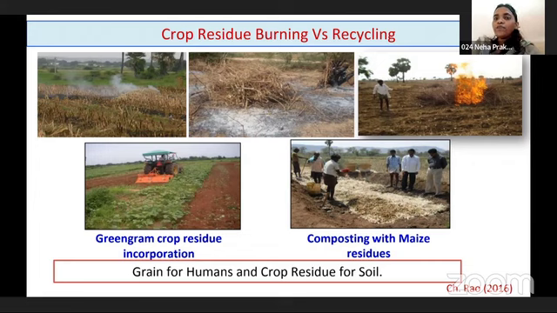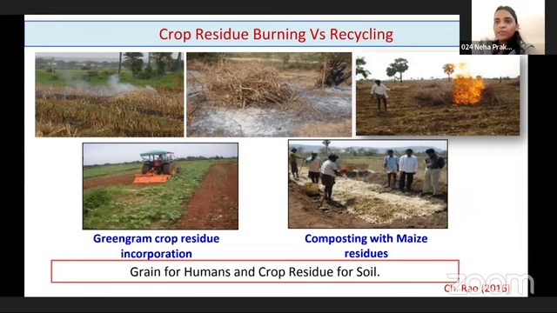Instead of burning crop residue, we recycle it into the field. This is the most important technology by which we can maintain our climate as well as our soil system. We just have to incorporate the crop residue into the soil, as you can see in the picture, where green crop residue is incorporated into the field. Or we can collect it and use it for composting, which is composting with the waste residue. So instead of burning crop residue, we can recycle it, and so we can sustain our soil system.